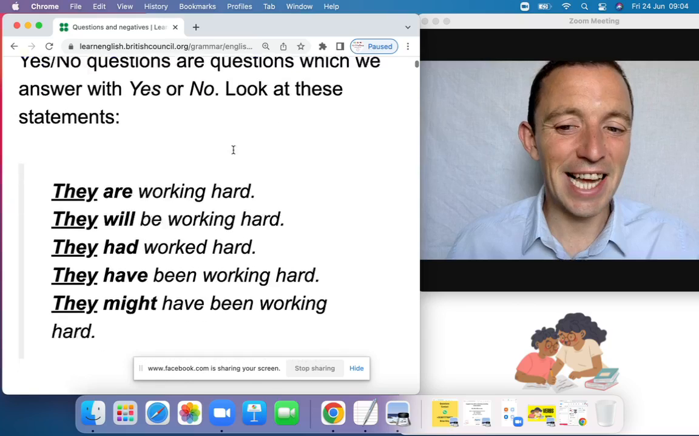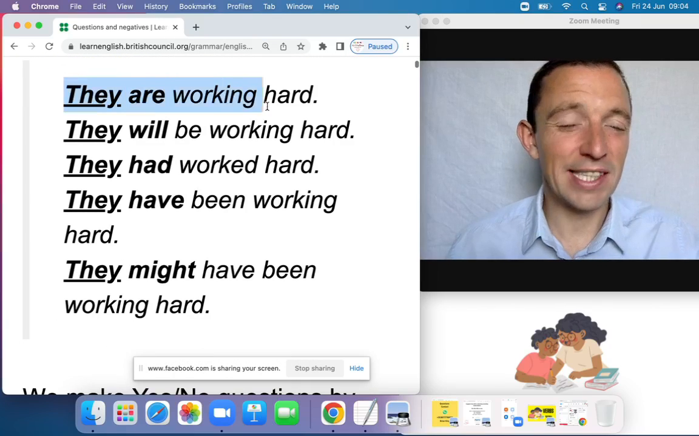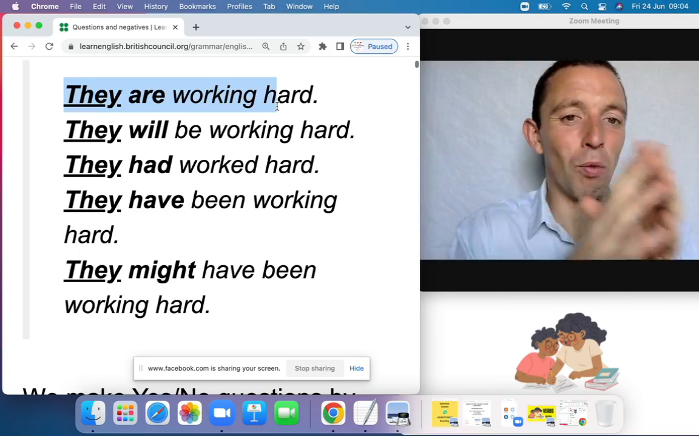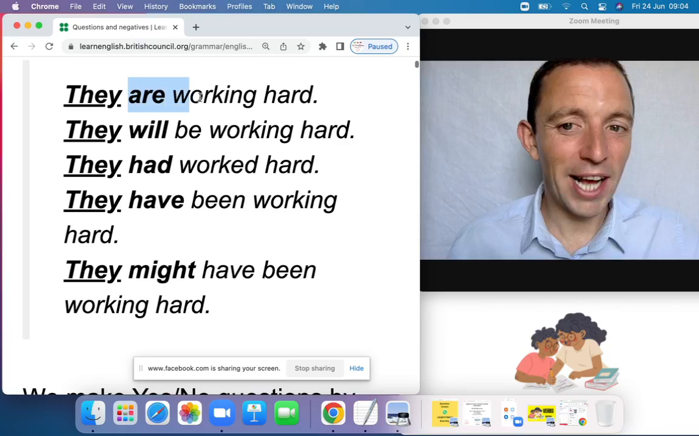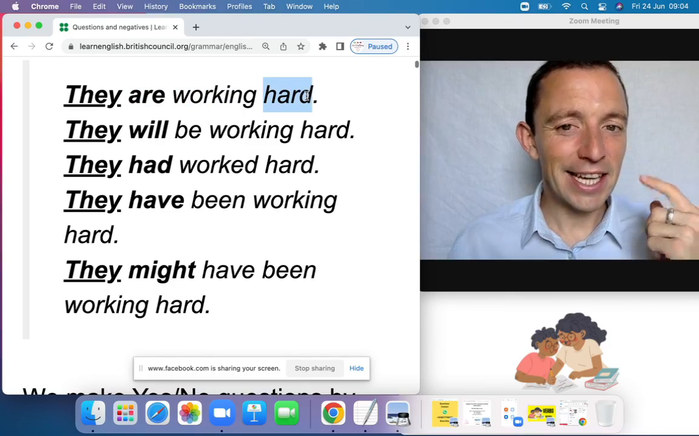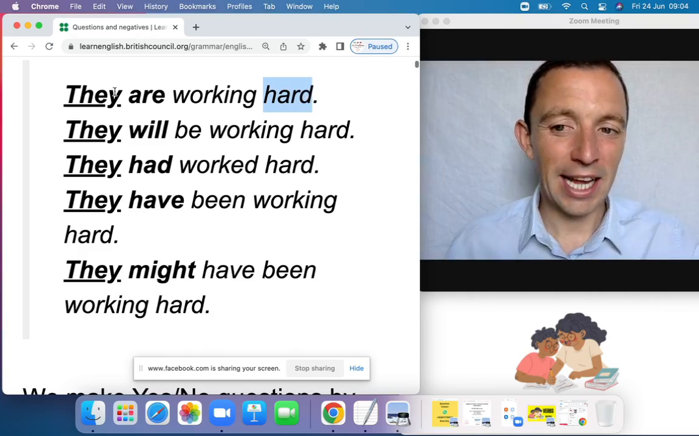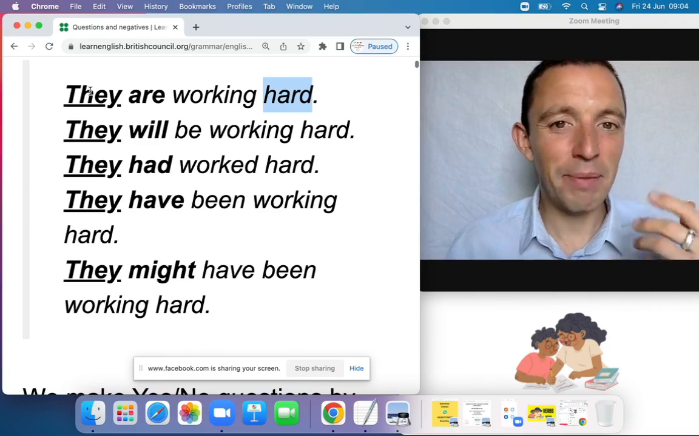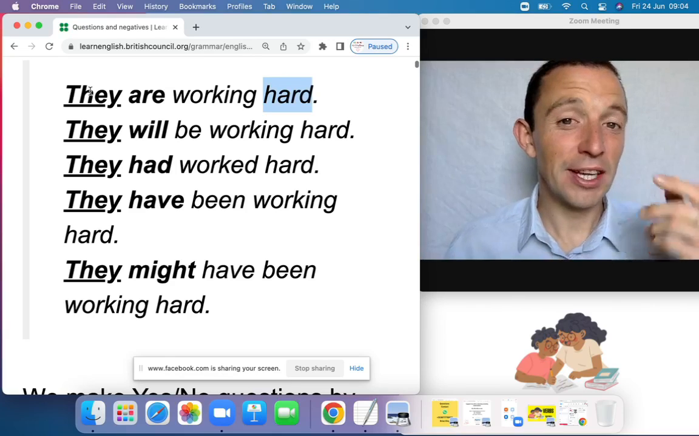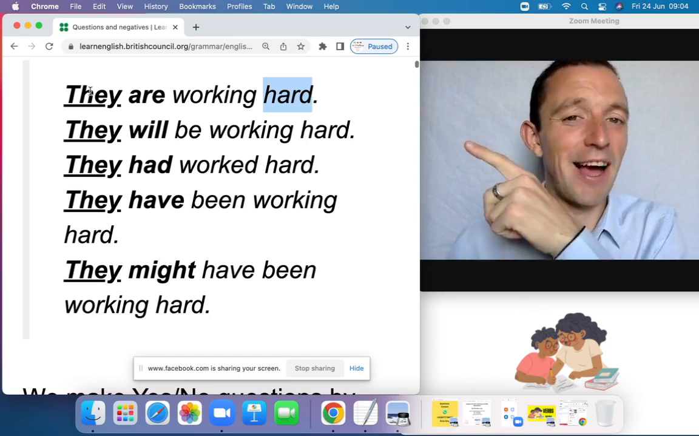So look at these statements. For example, they are working hard. This is the affirmative, no question, just a statement. They are working hard. That's the present continuous. Hard is considered an adjective and an adverb. In this case, it's an adverb, and they is the subject. So they, the people, present continuous, are working hard. In the next step, we will create the question, but at the moment, it's the affirmative.